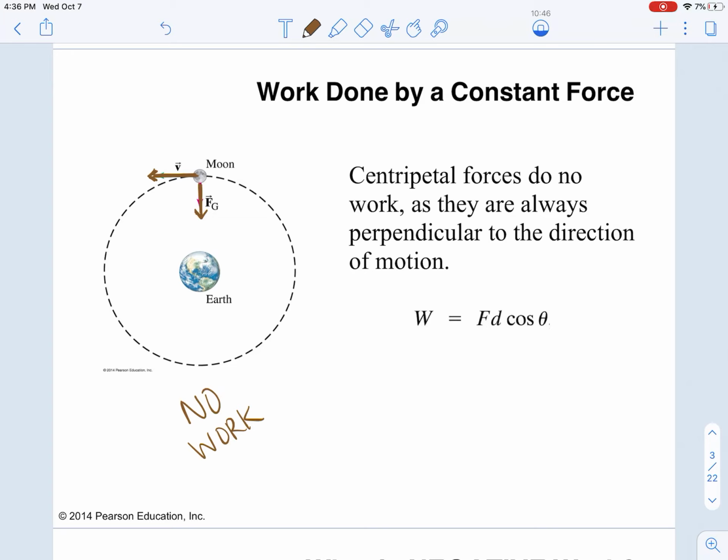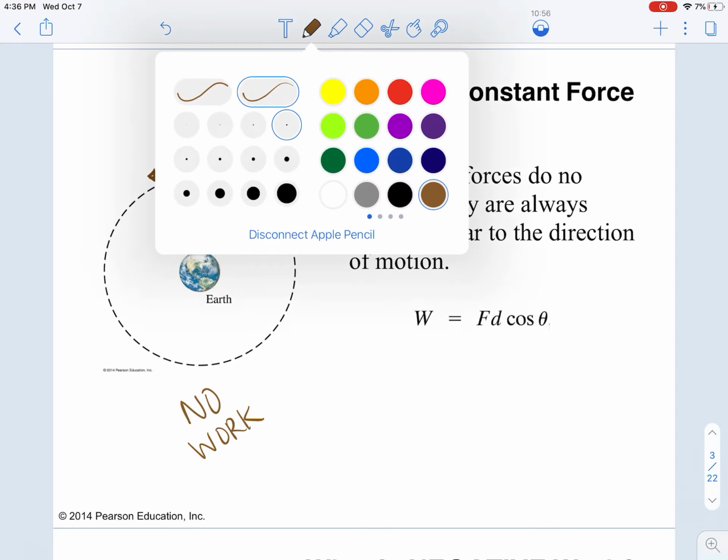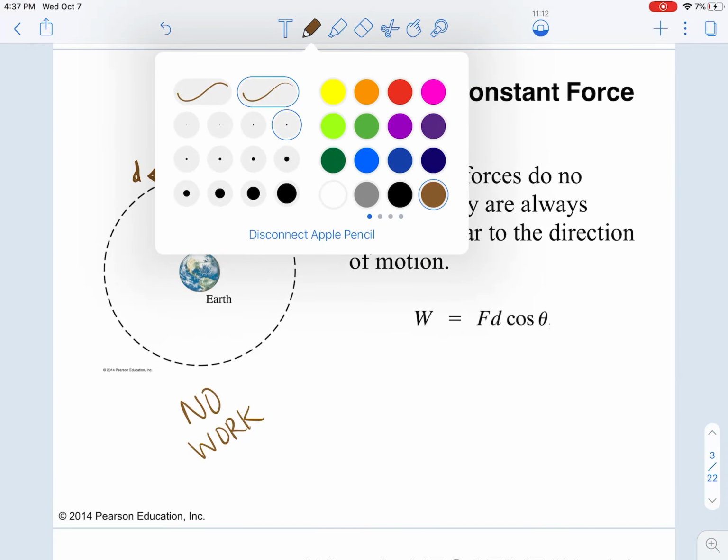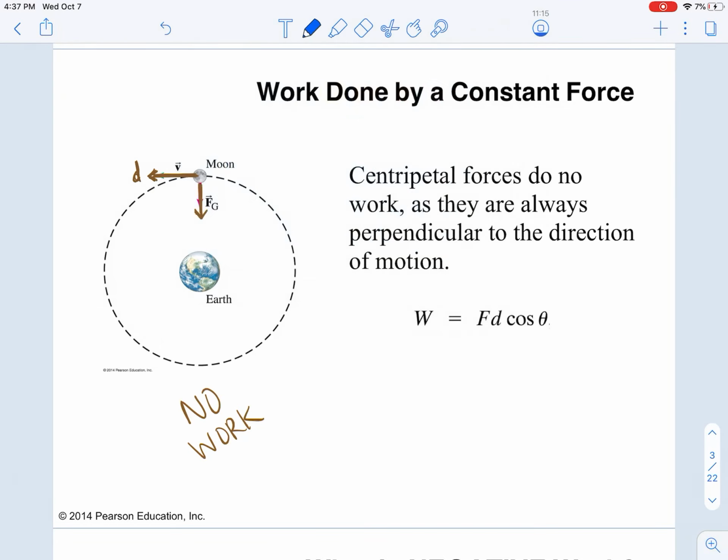Now you may be thinking, but I don't understand, because the force is responsible for changing the moon's path so that it is turning. It's moving back towards the center of the Earth. And that is a true statement. That is responsible for the acceleration. However, when we're talking about work, we have to understand that it's the relationship between the force vector and the displacement vector. So the velocity vector here shows the direction that the object would move. So this would be the displacement vector as well, or at least it would indicate the direction of the displacement.